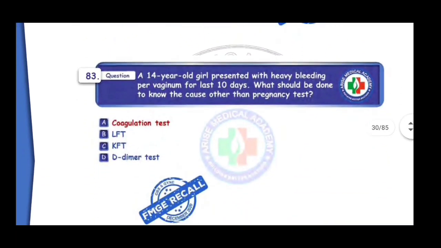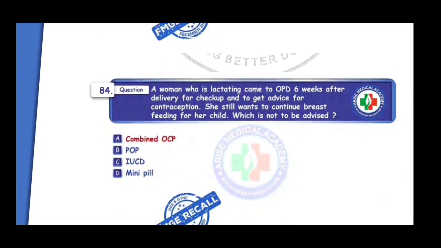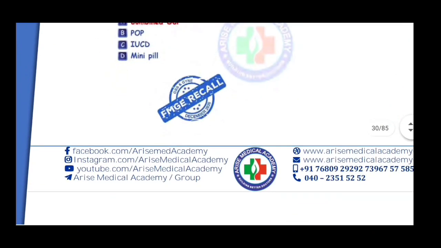A 14-year-old girl presented with heavy bleeding per vagina for the last 10 days. What should be done to know the cause other than the pregnancy test? Coagulation test. Next one, a woman who is lactating came to OPD 6 weeks after delivery for checkup and to get advice for contraception. She still wants to continue breastfeeding her child. What should not be advised is combined OCP, oral contraceptive pills.